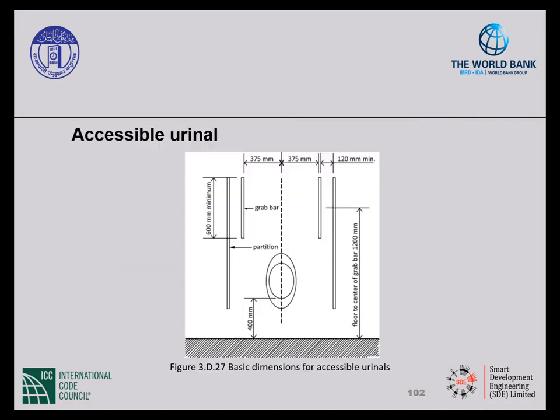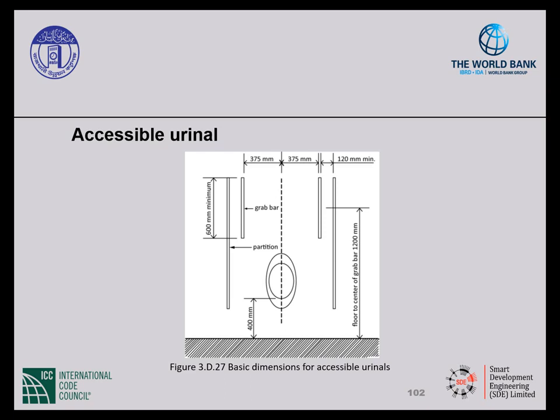Now let's talk about accessible urinals. Where urinals are provided, at least one is wall hung and has a minimum 750 by 1200 millimeter clear floor space centered on the fixture. The fixture rim is mounted a maximum 400 millimeters above finished floor.